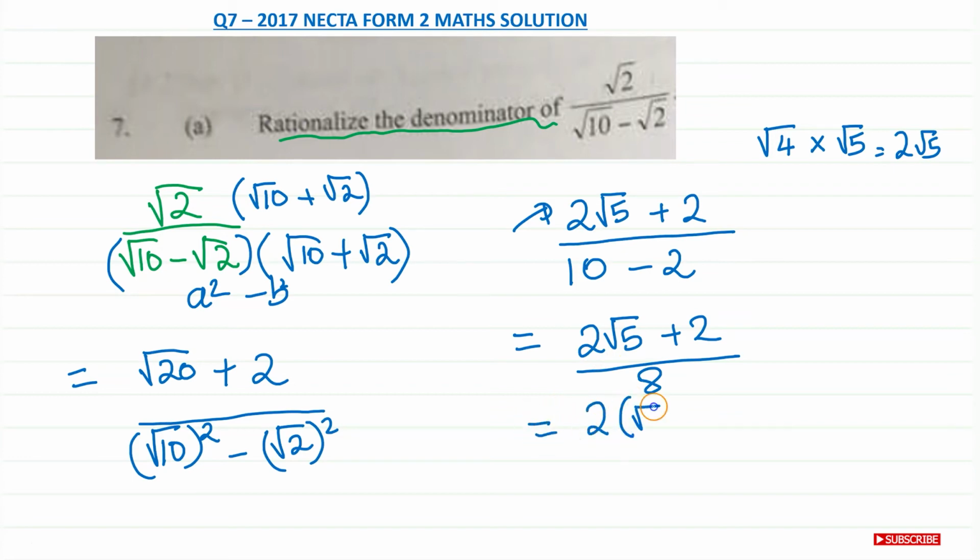So I'll have 2 root 5 plus just a 1 here, and then I have 8, which will give you square root of 5 plus 1 over 4. So this is now your final answer.